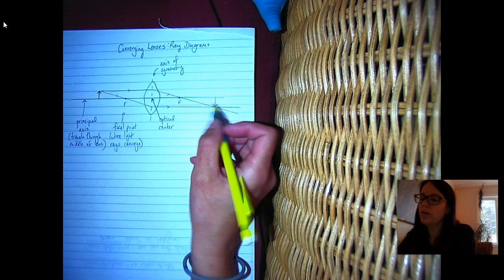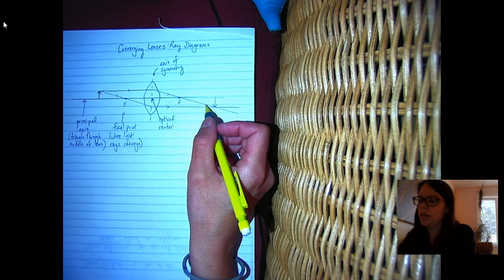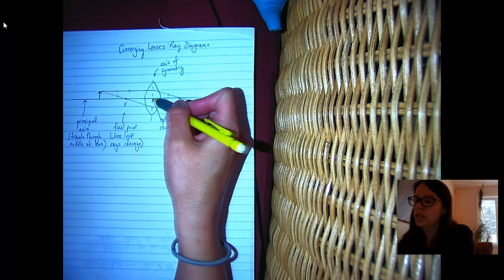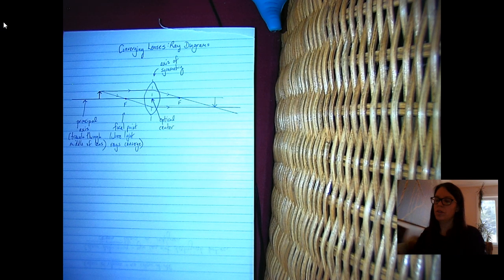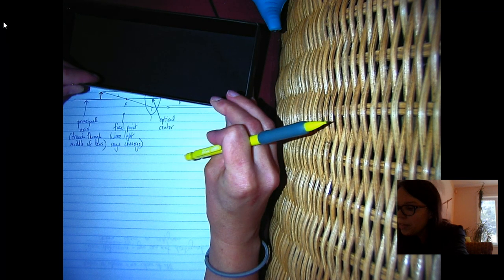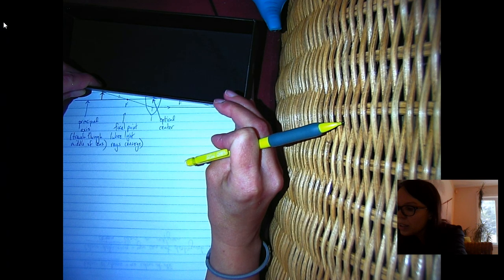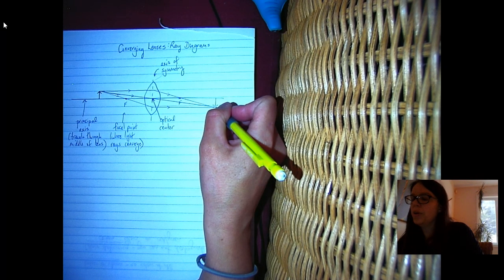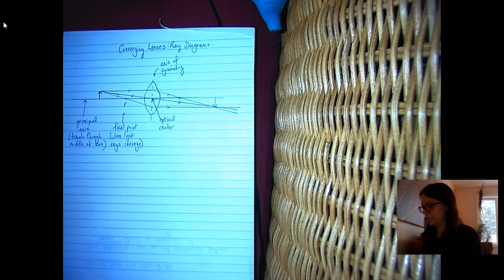Okay, the third line you could use is the following. If any line goes through the optical center, it just keeps going straight. So if I started from the top of that object and go through, oh, I just made it slide. Let's try that again. And go through the optical center, I should hit the same point over here where my other two lines crossed. Okay.